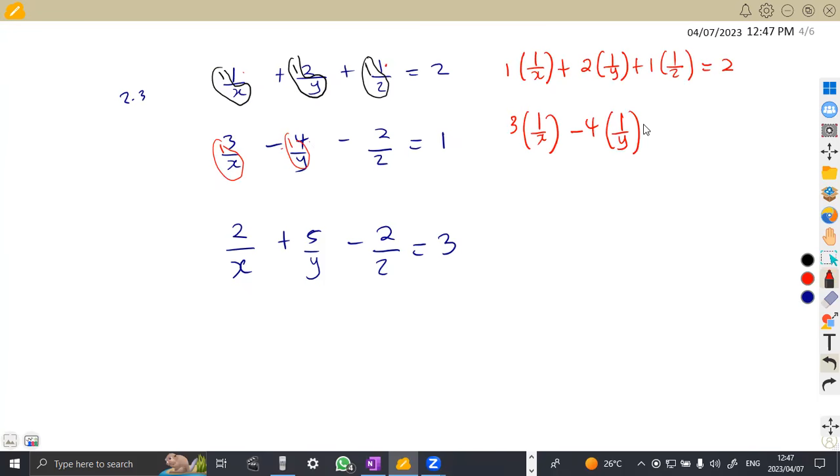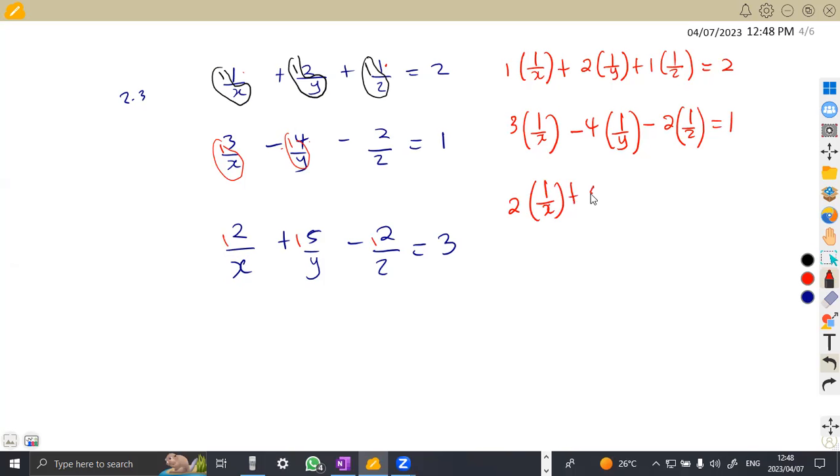For z, we do the same thing: minus 2 into 1 over z, which is equal to 1. We do the same here, 1 over x, 1 over y, 1 over z. So we're going to have 2 times 1 over x plus 5 times 1 over y, in this case, minus 2 times 1 over z, which is equal to 3. So we are going to calculate just like the normal way.